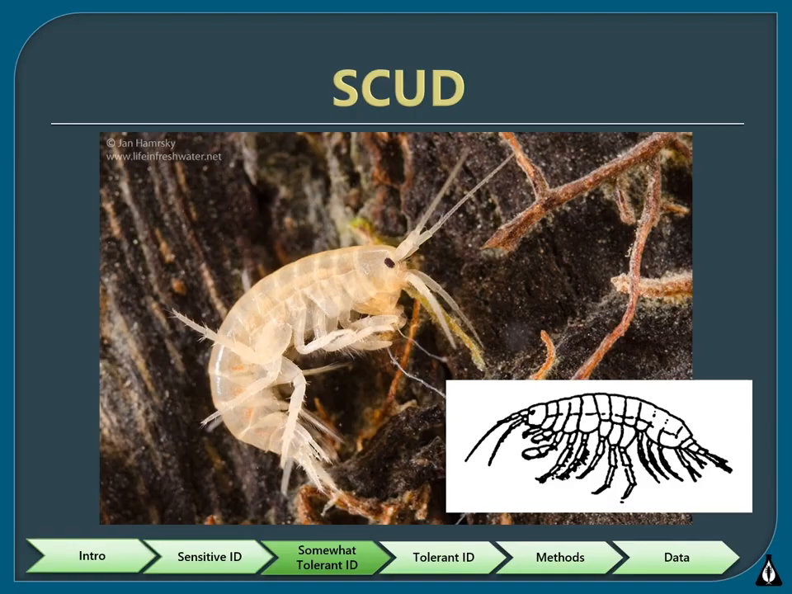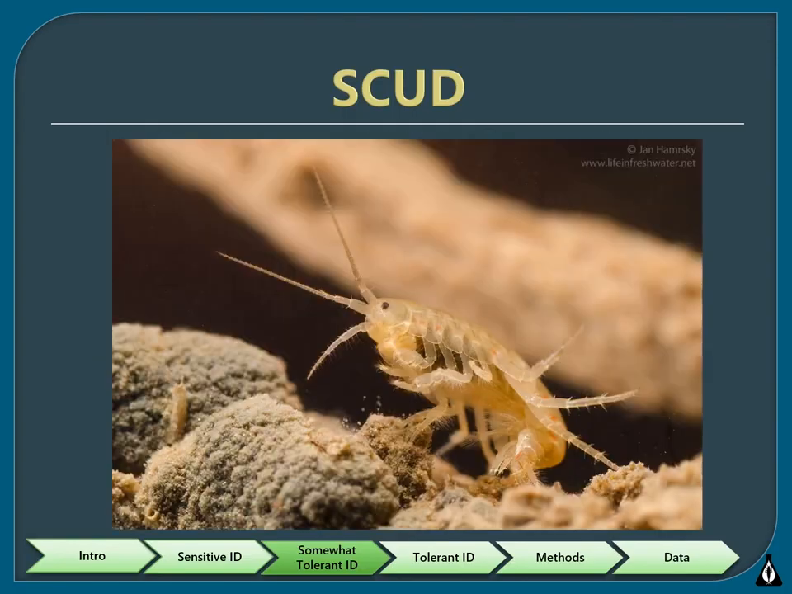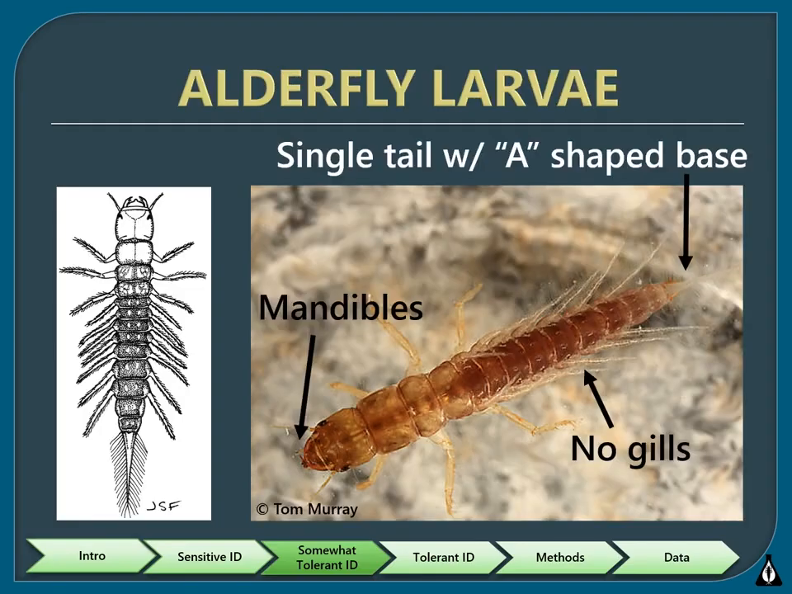It is also referred to as a side swimmer. Here is another photo of a scud, showing the several pairs of legs. The alderfly larva is similar in appearance to the hellgrammite. They have the same pinching mouthparts.